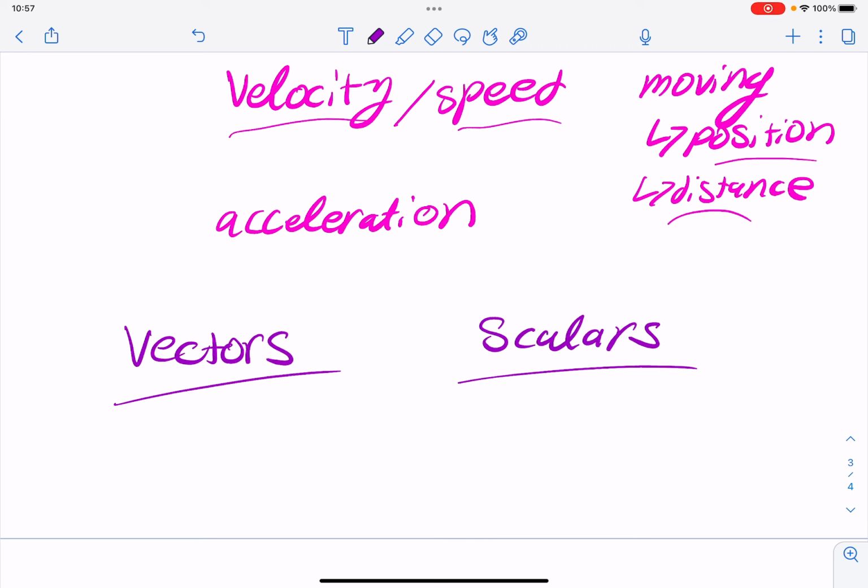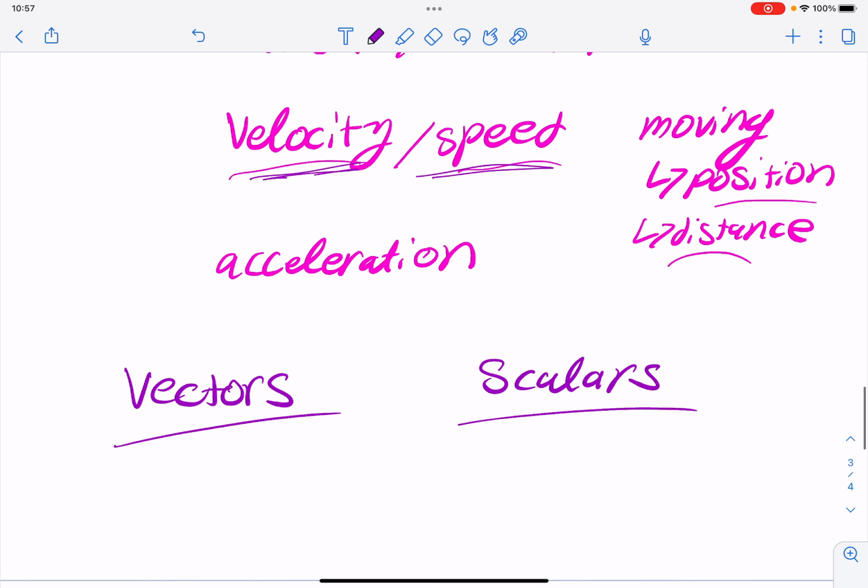Okay, so now we have velocity and speed. So both of these measure how fast you're moving. But one of these would be a vector and one of these would be a scalar. The difference between a vector and a scalar is that a vector has a magnitude and a direction. Sorry for my misspellings. You'll see that I do that a lot. And then scalars have only a magnitude. Okay? So vectors have a magnitude and a direction, and scalars have only a magnitude.